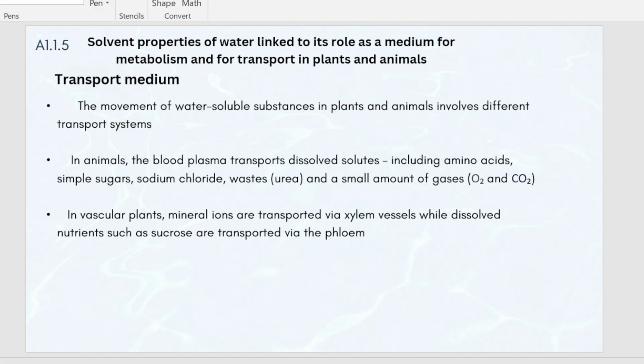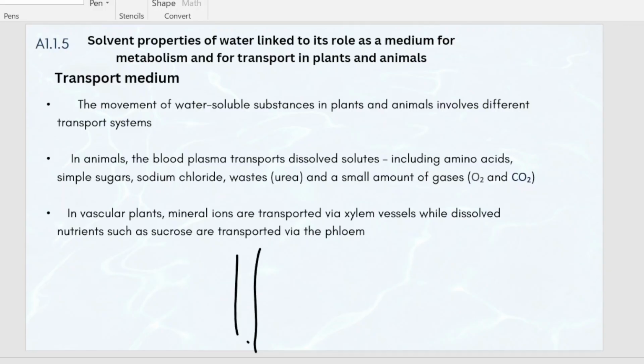Another property of water linked to solvent properties is the transport medium. Earlier, when I was explaining how water moves from the roots to the leaves, using the force of cohesion and adhesion.